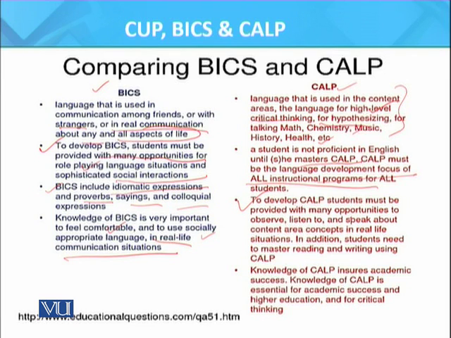To develop this, students must be provided with many opportunities to observe, listen to, and speak about content areas and concepts in real life situations. So this is the content-specific interaction that is being emphasized here. In addition, students need to master reading and writing using CALP. Knowledge of CALP ensures academic success. Knowledge of CALP is essential for academic success, higher education, and critical thinking.